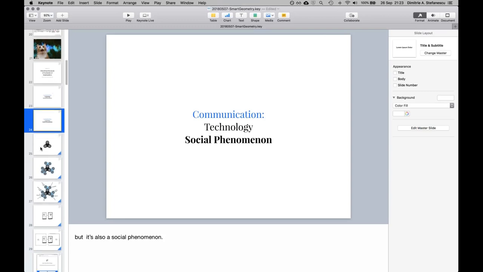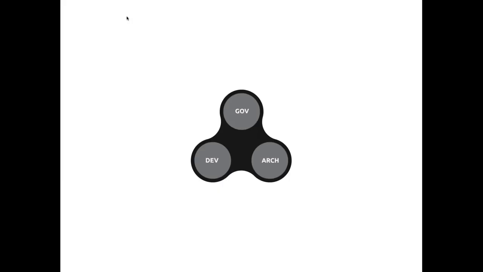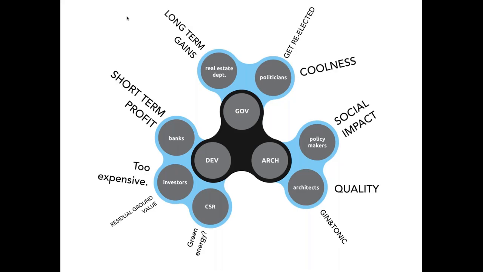As an example, I usually show this very simple public-private partnership diagram that we had for a big airport development project in Brussels. Initially you've got the government, developers, and architects. But when you start to unfold this, you see that actually you've got many more stakeholders. It's not just three people trying to understand each other around the table. And the best part is that some of these stakeholders have what I call multiple personality disease. Politicians in the government want cool projects, but the real estate department says you don't get cool projects because they cost too much money.